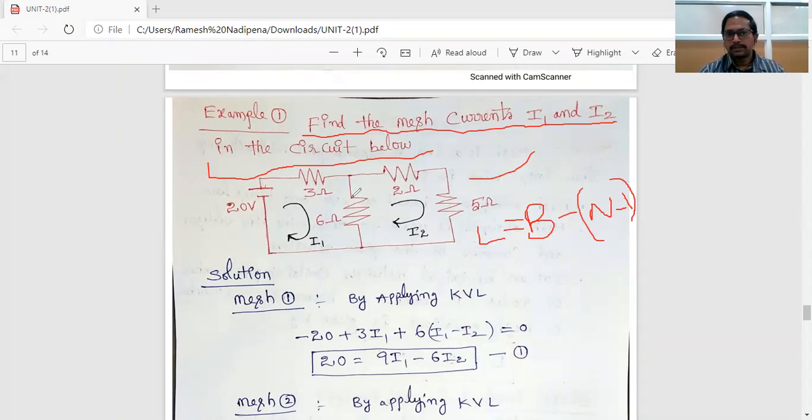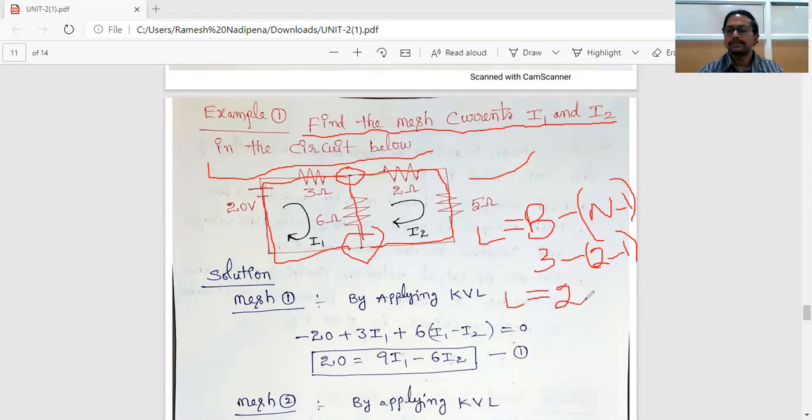Now see, how many branches are there in the given network? This is branch 1, this one is branch 2, and this is branch 3. So 3 branches are there. The number of nodes is 2, node 1 and node 2. So 3 minus (2 minus 1), that is, the number of mesh equations equals the number of meshes, which is 2. Simple. So step 1 is completed.